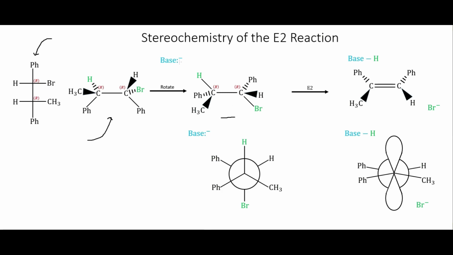And so we see this base will come down, it will grab that hydrogen, the electrons go down to form the double bond there, and the leaving group then leaves. And so we end up with this cis isomer here.